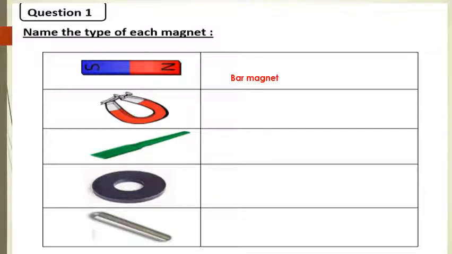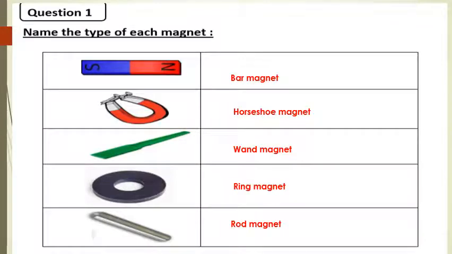So this is a horseshoe magnet, and this is the one that I told you, it looks like the magician's stick. I'm not going to say the name. Yes, a wand magnet. And this is the type of magnet you find in bags, the ring magnet. And the last one is actually talking about itself. It's called the rod magnet.